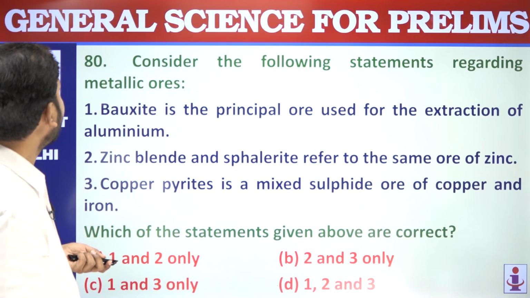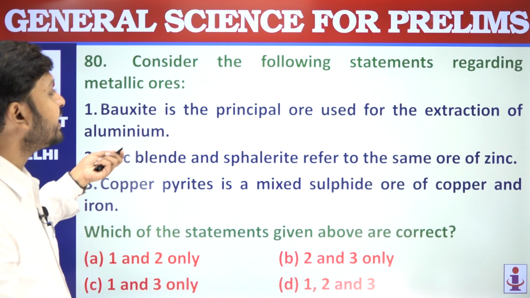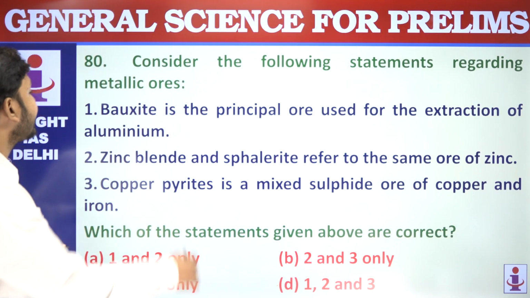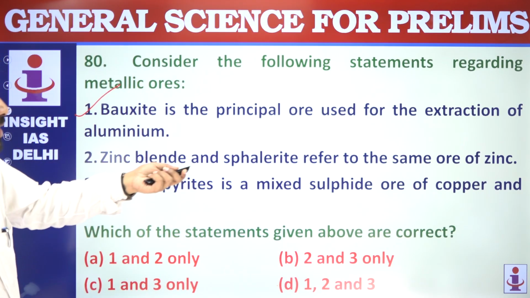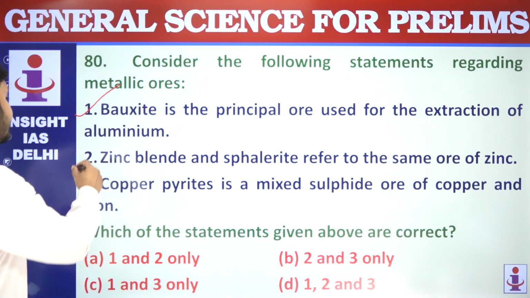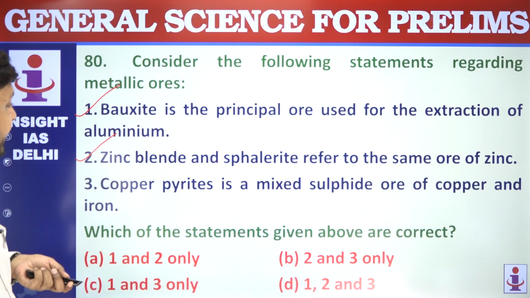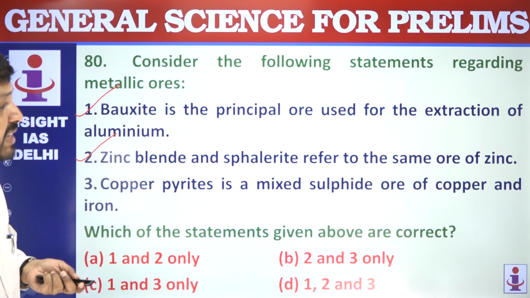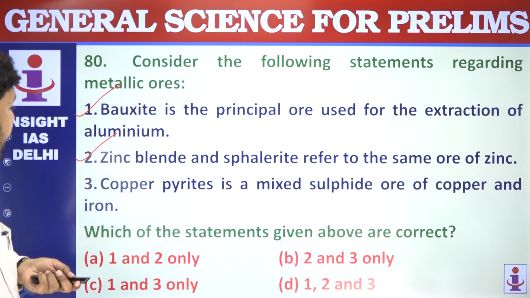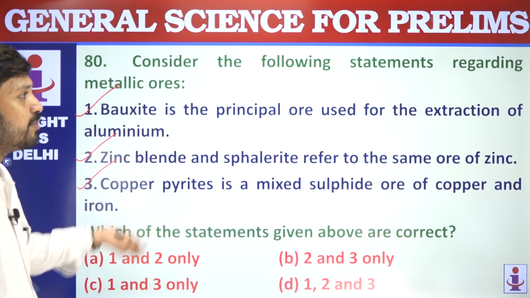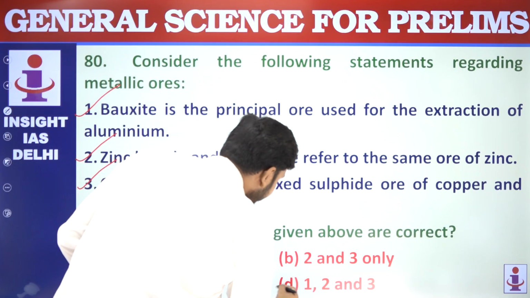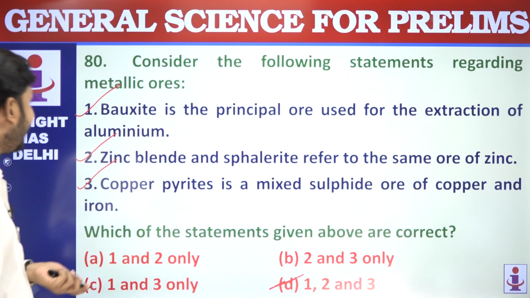Consider the following statement regarding metallic ores. Bauxite is the principal ore used in the extraction of aluminum. This is the right one. Zinc blende and sphalerite refer to the same ore of zinc. This is also right. And copper pyrites is a mixed sulfide ore of copper and iron. So this is also right. So all three statements are right. This is a very static question. Okay. So all three are right. So answer will be D.